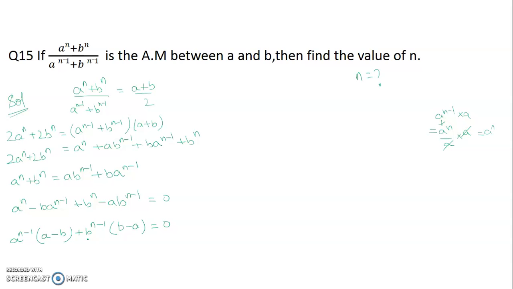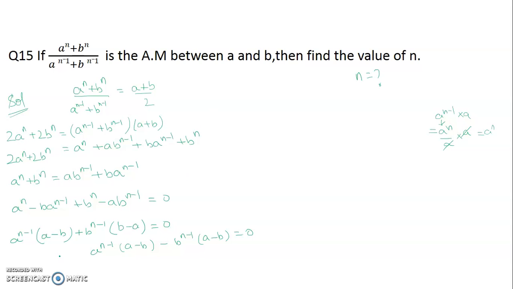Now if I have to take this a minus b, I will take this minus here. I can write here a^(n-1) into (a minus b) minus b^(n-1) into (a minus b) is equal to 0. Mark this step, students. This is important. See here, this is plus, so I am writing now a minus b. So this minus will be out, that is why this minus sign here.